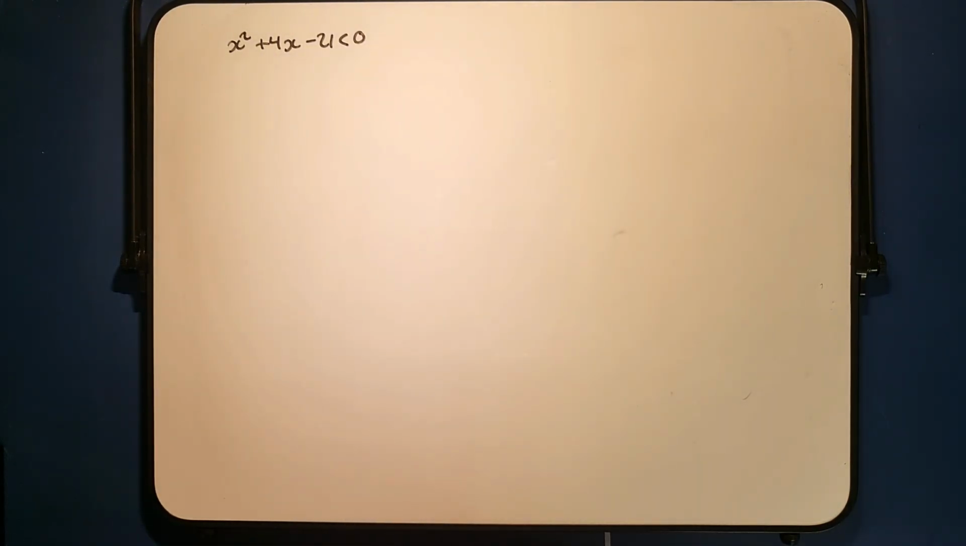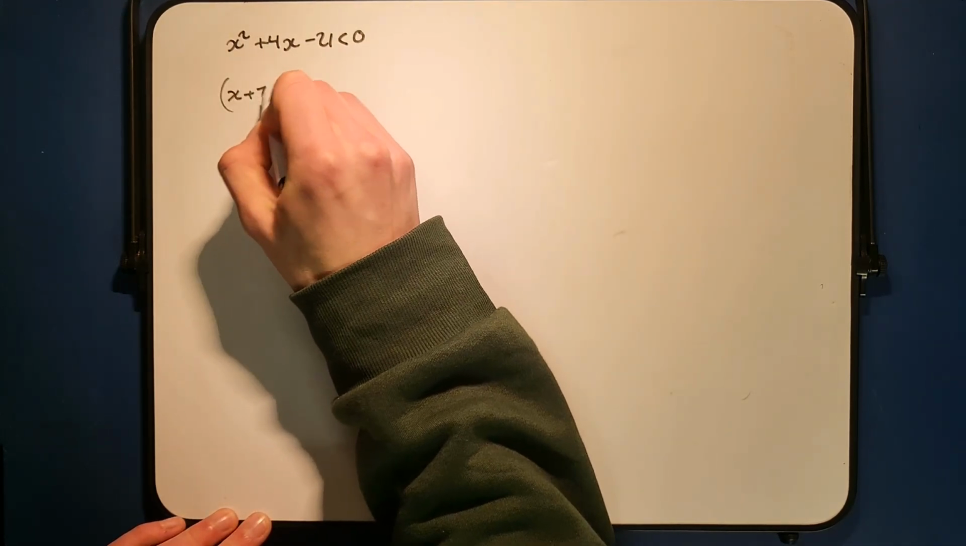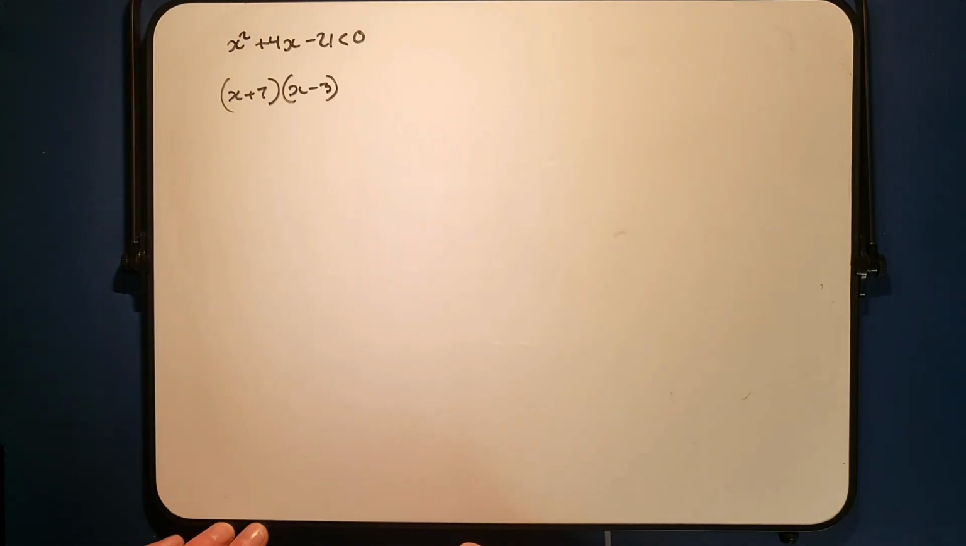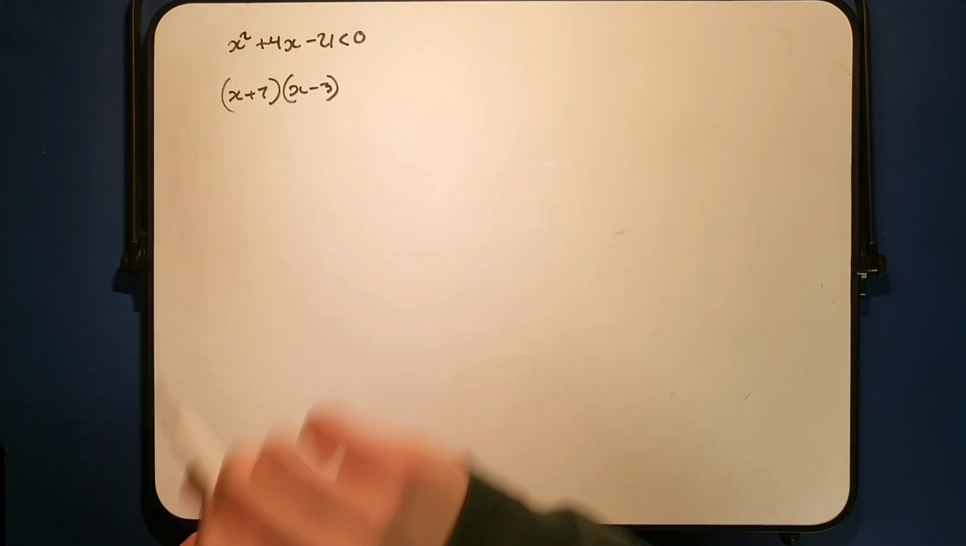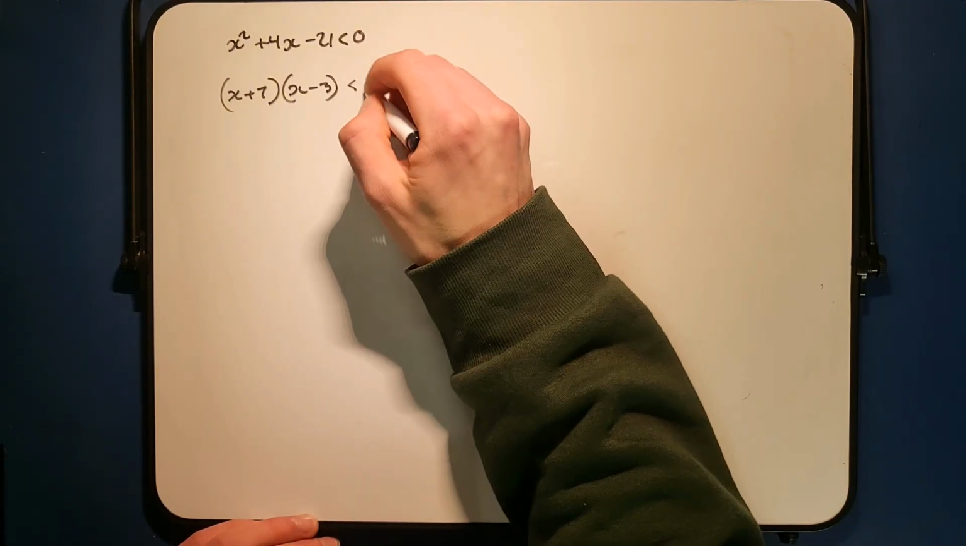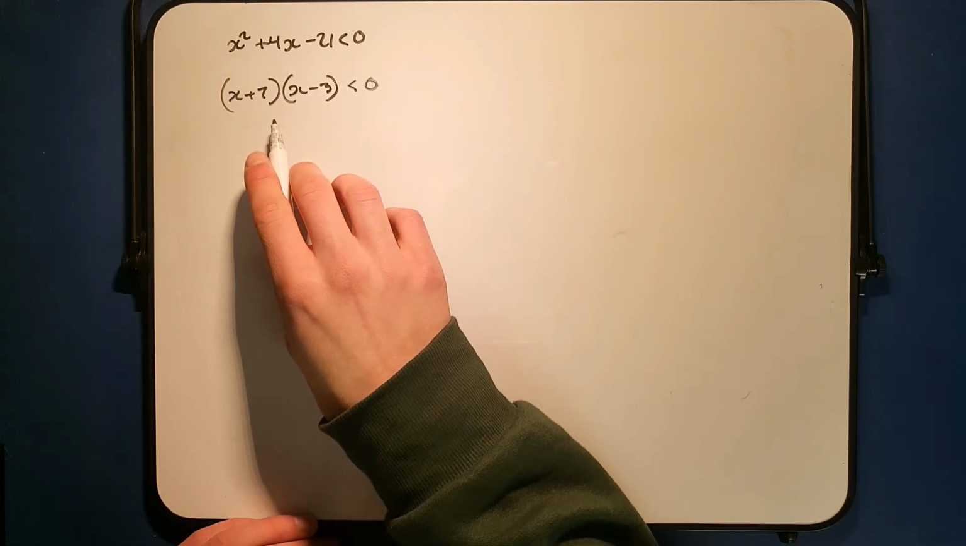So step one is we need to factorize the quadratic. So in this case, in factorized form, we will get x plus 7 and x minus 3. If you are unfamiliar with factorizing quadratics, I can link a video where I explain how to do them in the description down below. So once we have our factorized form of the quadratic with the inequality, what I would like to do is solve the quadratic.